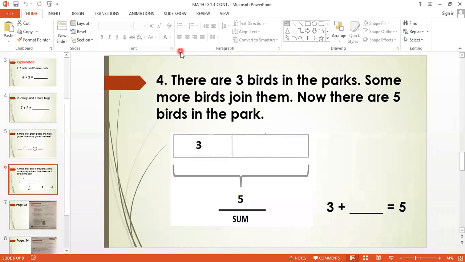So let's see. Circle the number 3 and 5. Look, 3 is already here and the 5 is the sum. So now what you are going to do? Draw the circles beside the sum. So how many circles? 1, 2, 3, 4, 5. Yes. So what is the number here? Number 3. So let's circle number 3.